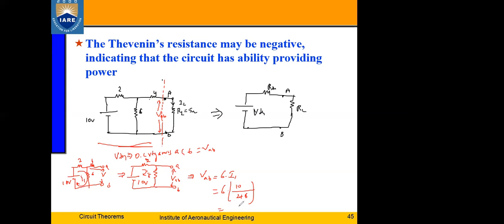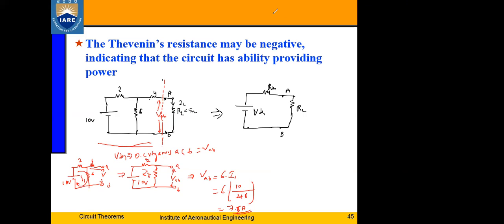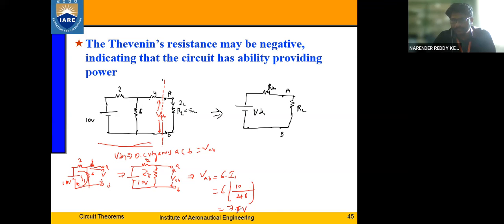Yes, sir. So what's the value I'm going to get here? 7.5. 7.5 amperes. Amperes or volts? Volts. Yes, you can get it as 7.5 volts, right? VAB. How did we get to this conclusion that VAB is equal to 7.5 volts? What we have done is remove the load resistance first to find the value.